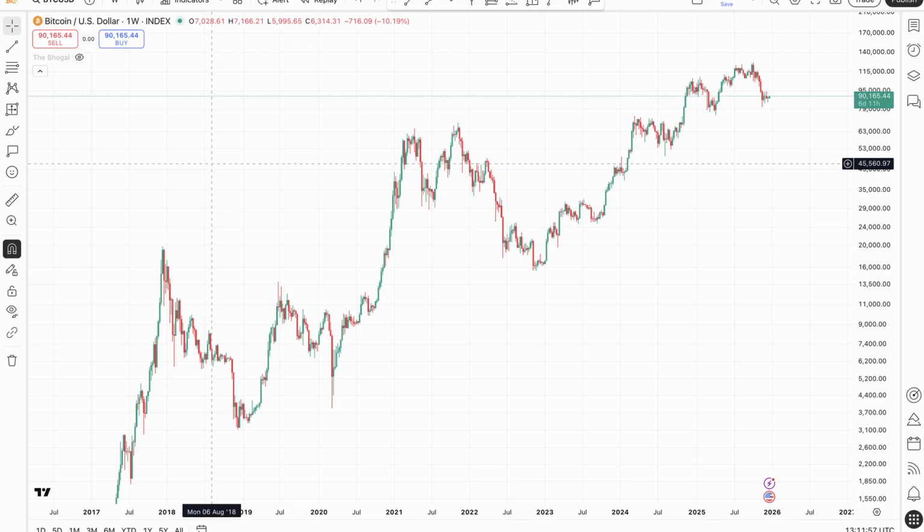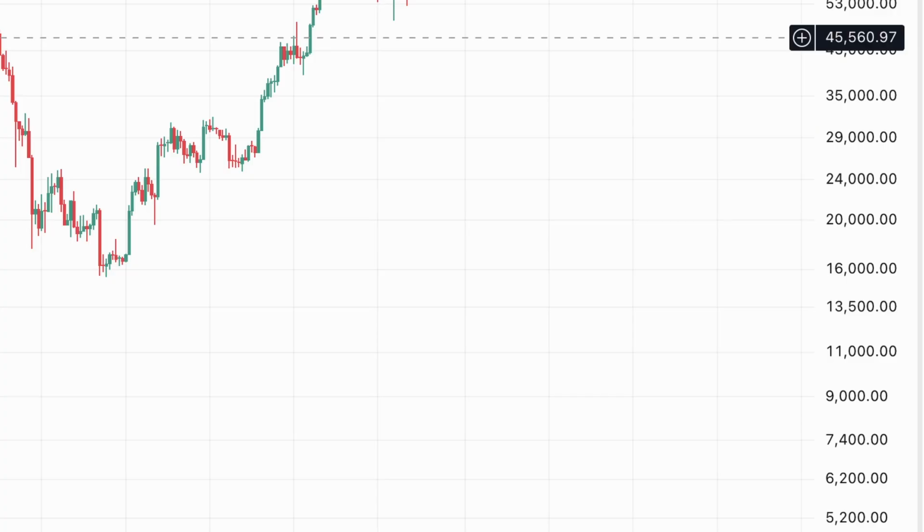Now, when you switch to the log chart, the scale changes completely. Instead of moving up in equal dollar amounts, the price actually moves up in percentage terms. So a 10% move looks the same, whether Bitcoin is at $1,000 or even $100,000. And that distinction matters a lot, because the reason I personally like to use log charts is pretty simple.